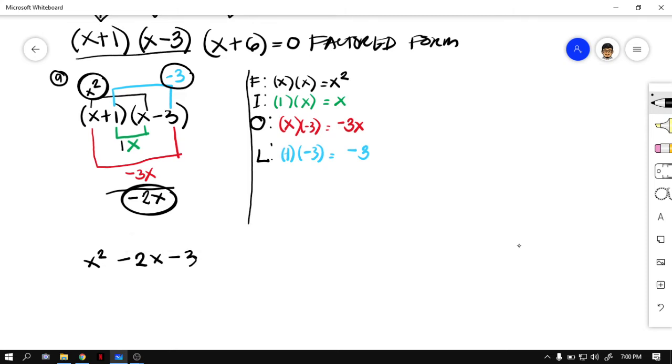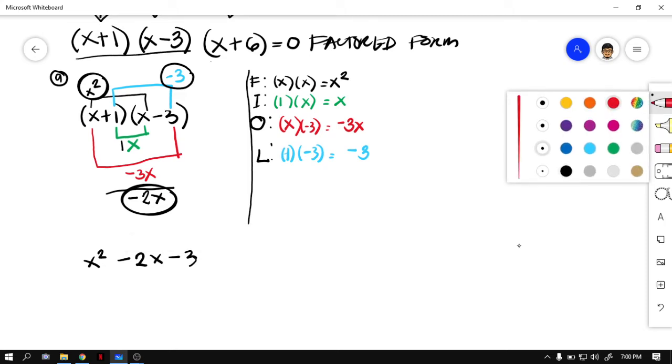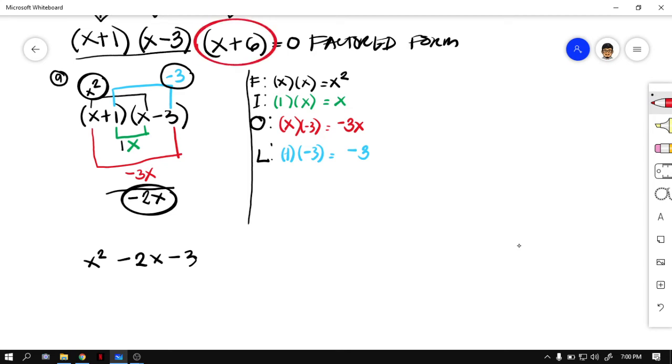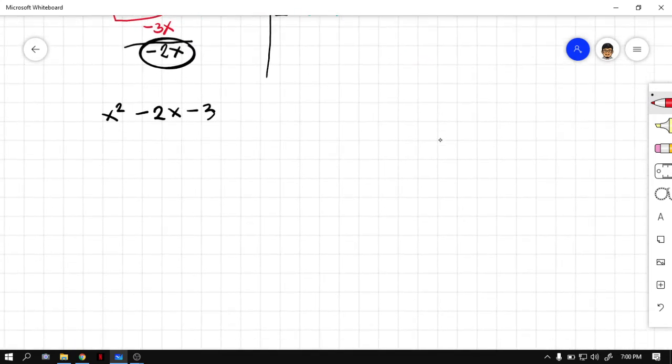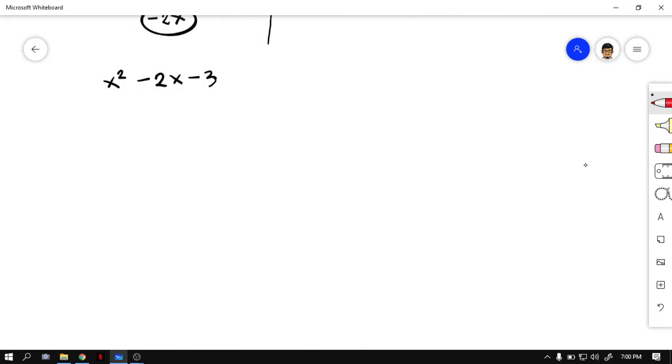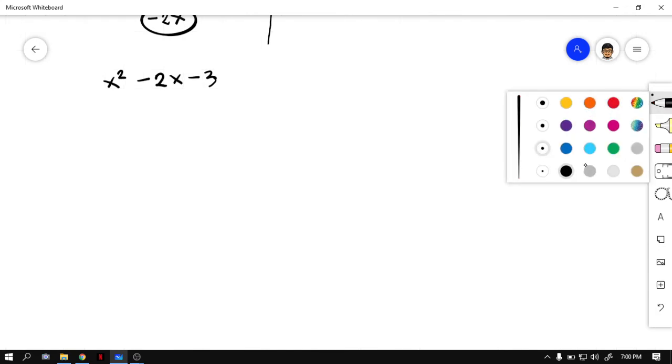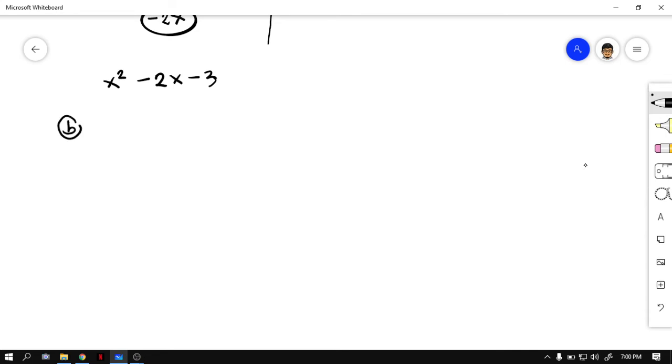Tapos na ba tayo? Not yet, kasi meron pa tayong isang factor pang natitira. Itong x plus 6 pa. So, from there, pwede na nating i-multiply yung nakuha natin kanina na 2 factors. Nung minultiply natin yung 2 factors, pwede na nating i-multiply yung next factor, which is x plus 6. And then you will multiply it with x squared minus 2x minus 3 to get the polynomial equation of the given roots. Okay? Now, let's solve it.